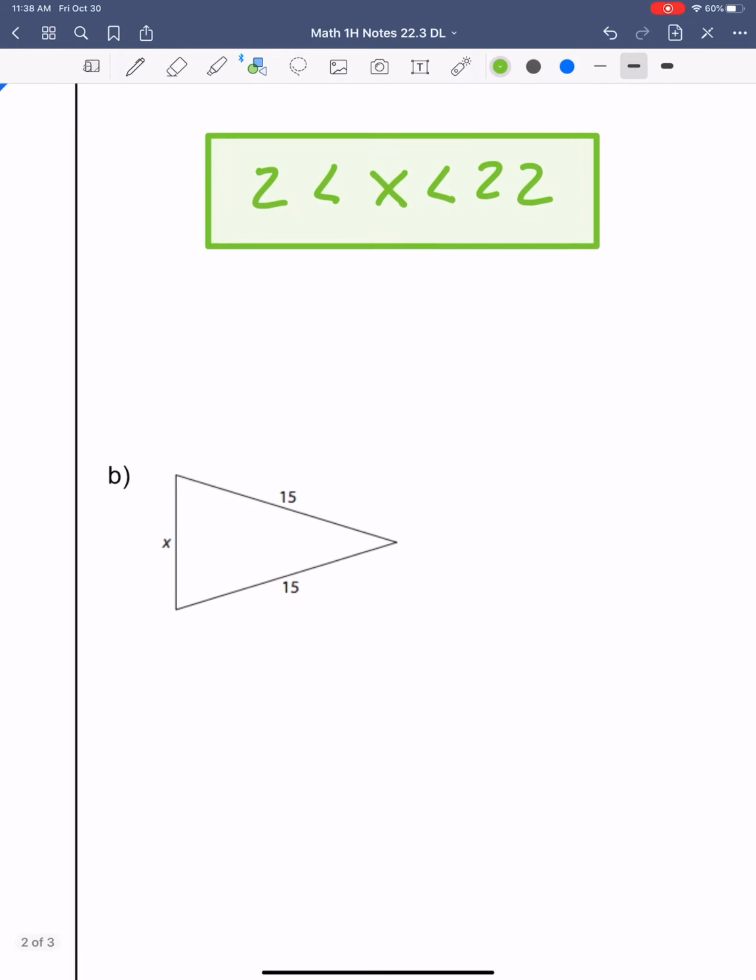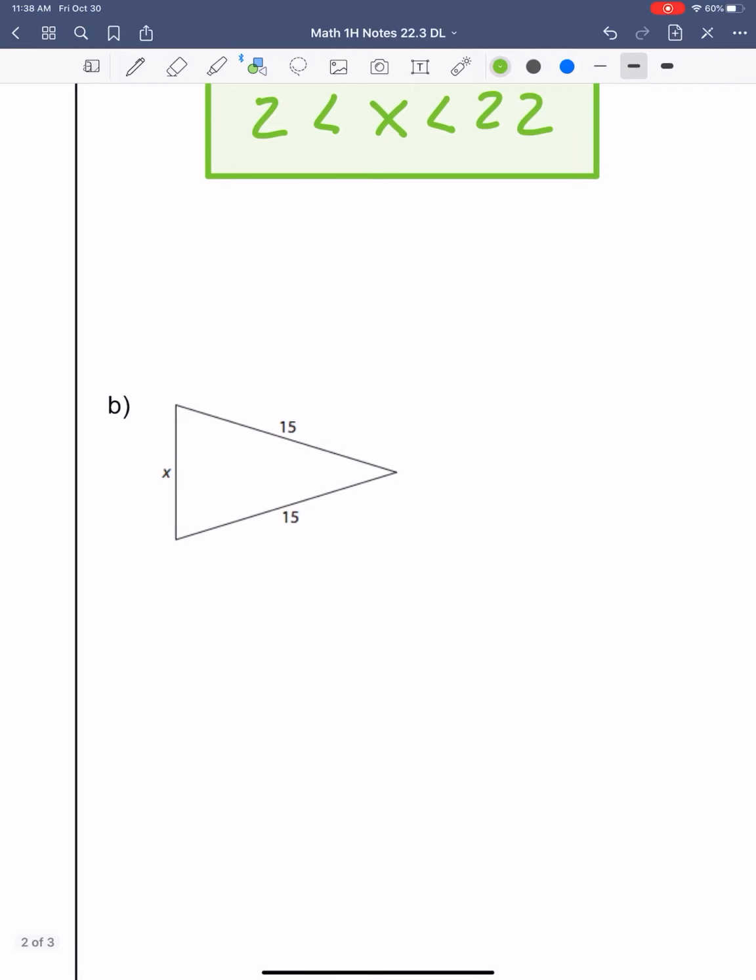And let's do that one more time here. Okay, so set up the scenarios. First, it would be that x plus 15 has got to be greater than 15. And then we would end up with the other scenario, which is that 15 plus 15 has got to be greater than x. And then the last scenario would be the same as the first scenario because it's just another 15 plus x is greater than 15, so I don't need to write that one down.